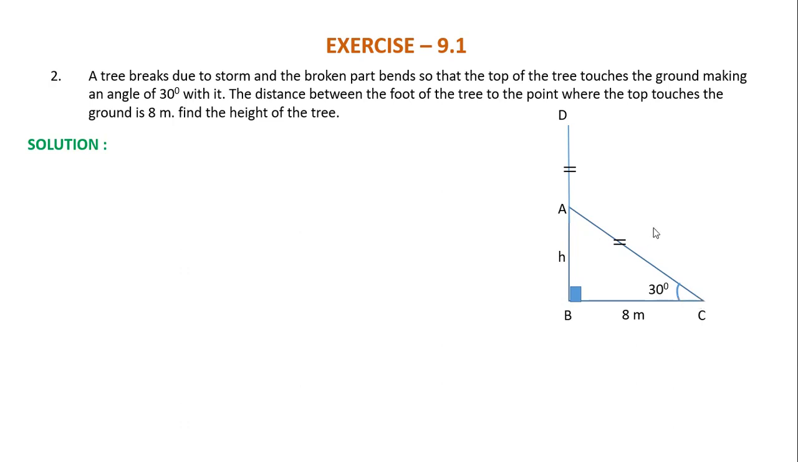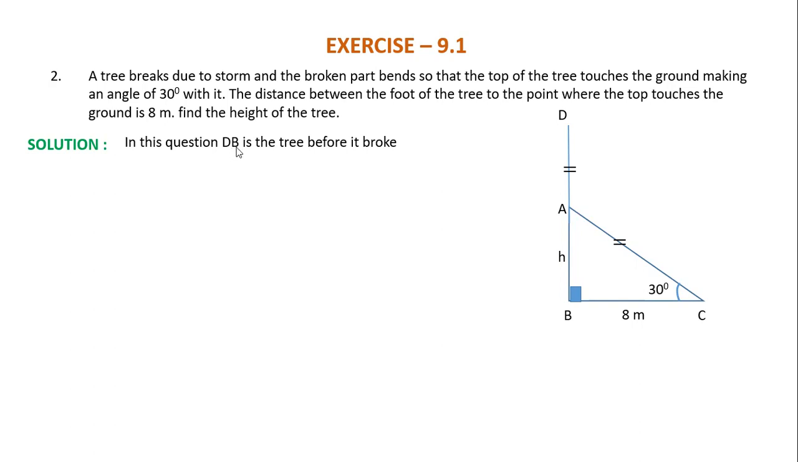And this point, the tip of this tree, which is touching the ground, is 8 meters away from the foot of the tree. Now you have to find the total height of the tree. So you must know this and you must also know this, because AB plus AD is the total height of the tree. This is only the broken part and this part is still standing vertical. So you need to find this height also and this also.